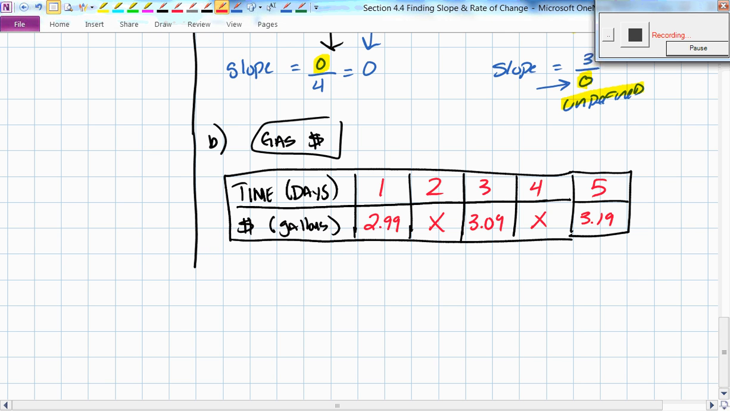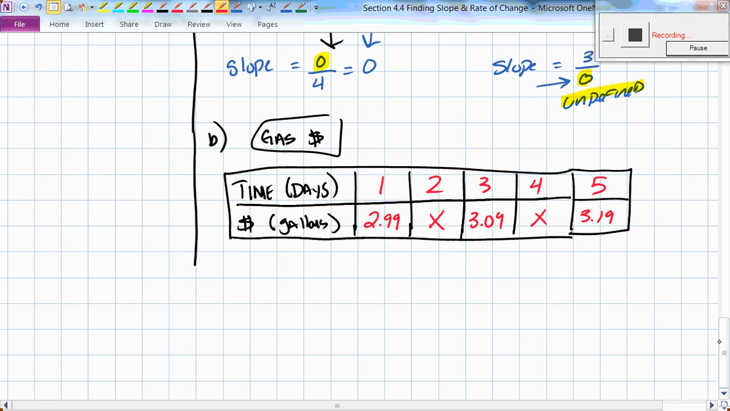I'll give you the values for days 2 and 5. Yeah, I wish gas was this cheap, right? So here's a relationship between time over days and the price of gas. And we're going to interpret this as a rate of change. So all we're going to do is calculate the slope given 2 points here. We're going to use this point and this point here. Now I could pick any 2 points, but I'm going to choose these.